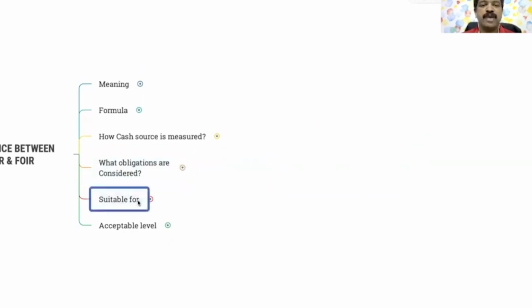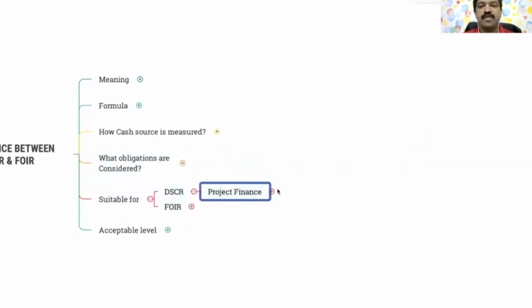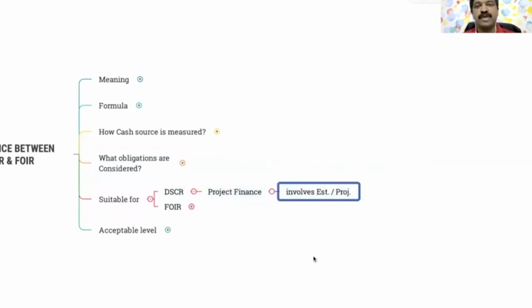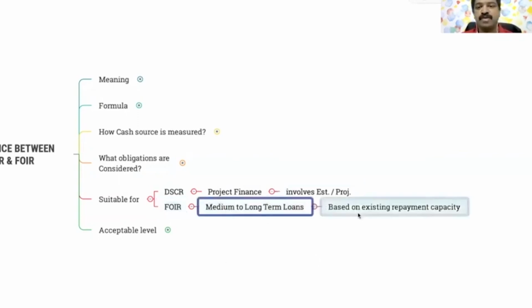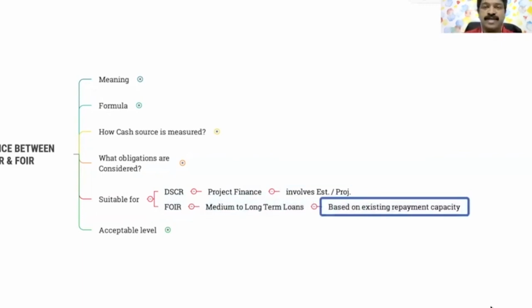Okay. When DSCR is suitable, when FOIR is suitable. DSCR is suitable for project financing, let's say like term loan, because this is going to involve estimation, projection. It's possible future revenue can be estimated, projected to increase, same with the profits and cash profits. Whereas FOIR can be used for medium to long term loans where the repayment is based on existing cash profit, existing capacity. That's why generally we see this in mortgage loans, business loans and all, right?